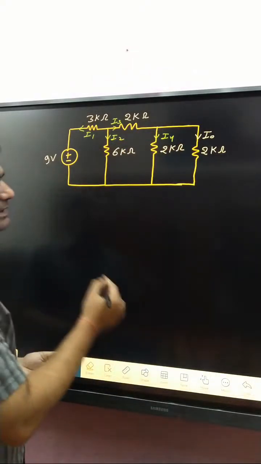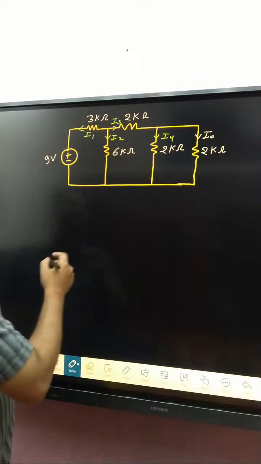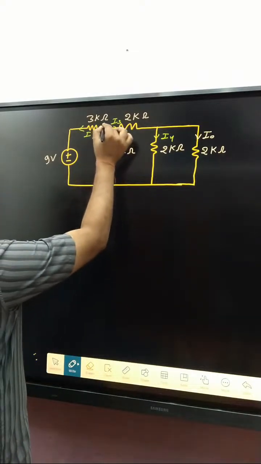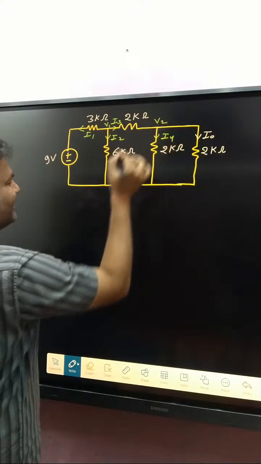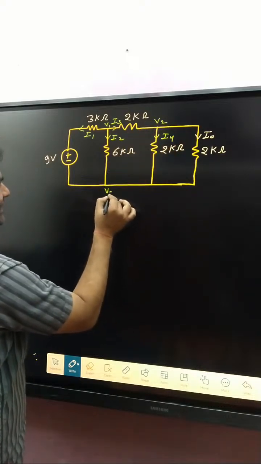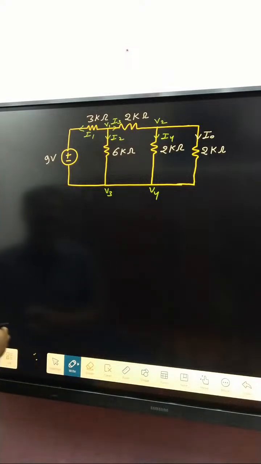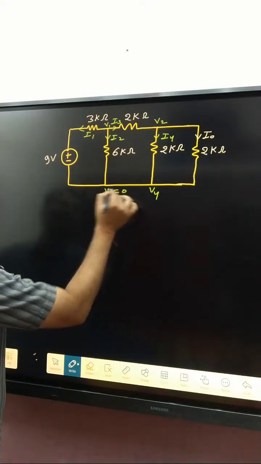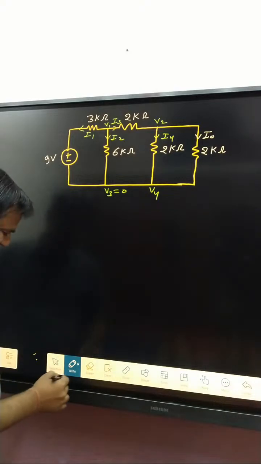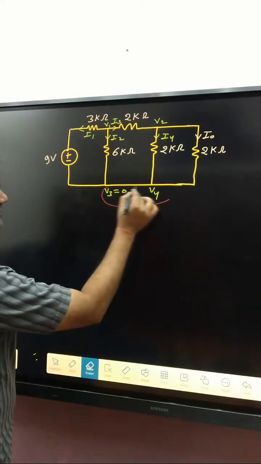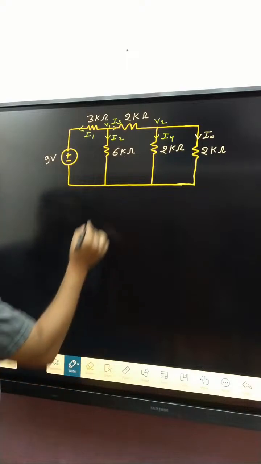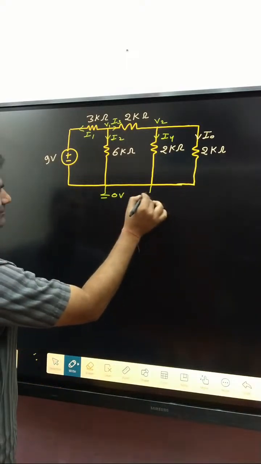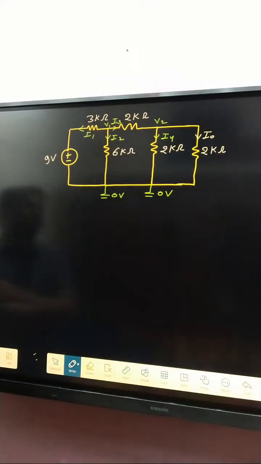After that, second step, decide the node voltages. Here V1, here V3, and here V4. After that, take a reference node. If we take this one as the reference node, what is the meaning of that? These two are 0. After that, apply KCL.